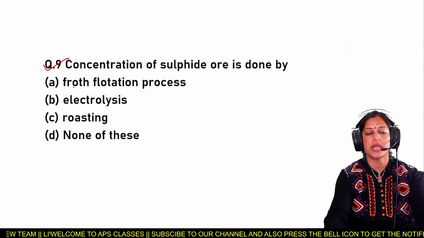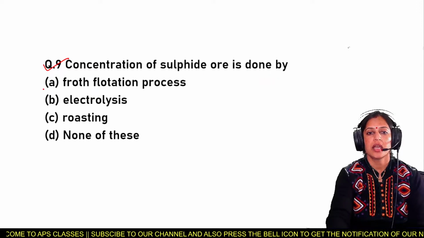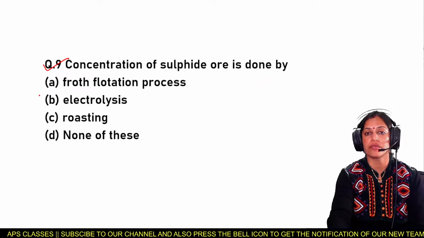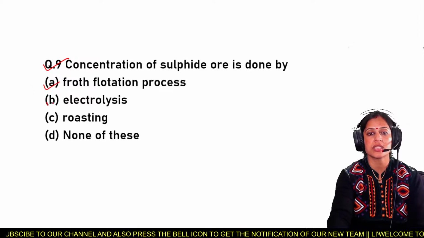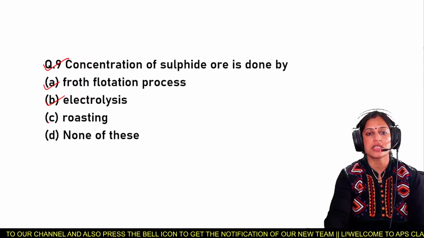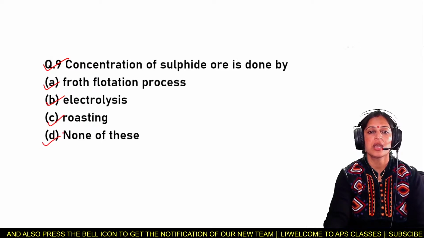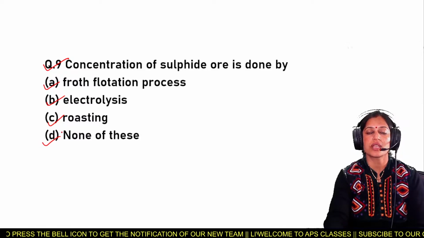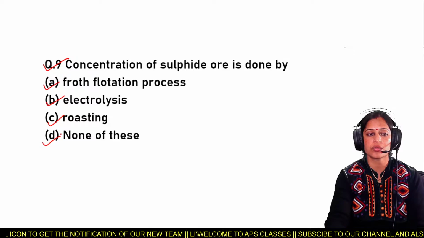Next is your question number 9. Concentration of sulphide ore is done by. How will the concentration of sulphide ore take place? Either with the help of the froth flotation process, electrolysis, roasting, or none of these. That means how is the concentration of sulphide ore done? It is your question number 9.